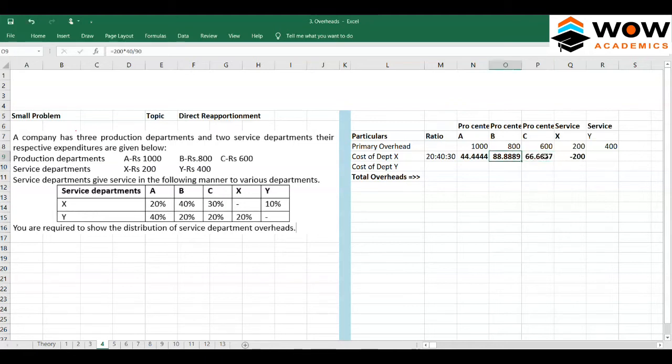Okay, so we have allocated. Let's add and see. Yes, it's coming to 200, so we have done this correctly. The next one is we have to allocate Y department's cost. Y is a service center, so that becomes minus 400. We have to allocate. The allocation percentage would be 40 is to 20 is to 20, so that total comes to 80. So it's going to be 400 into 40 divided by 80.